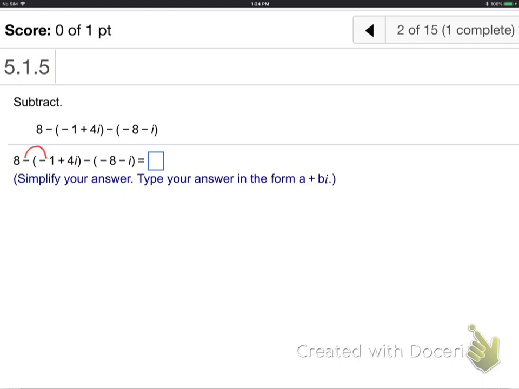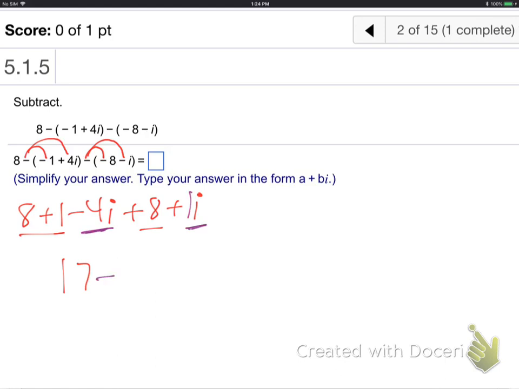So that minus will go boom, boom, and this minus will go boom, boom. So we'll get 8 plus 1 minus 4i plus 8 plus i. Good. And then that's 8 and 1 and 8. What's that? 17. Minus 4i. Minus 4i and plus 1i is minus 3i, and done.